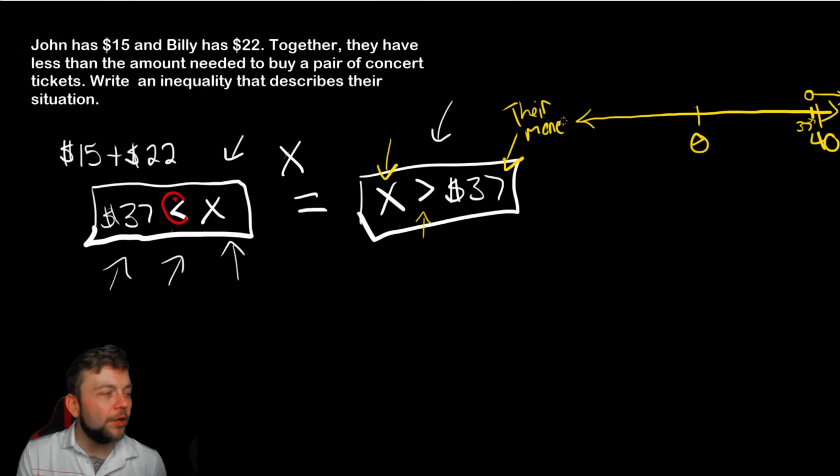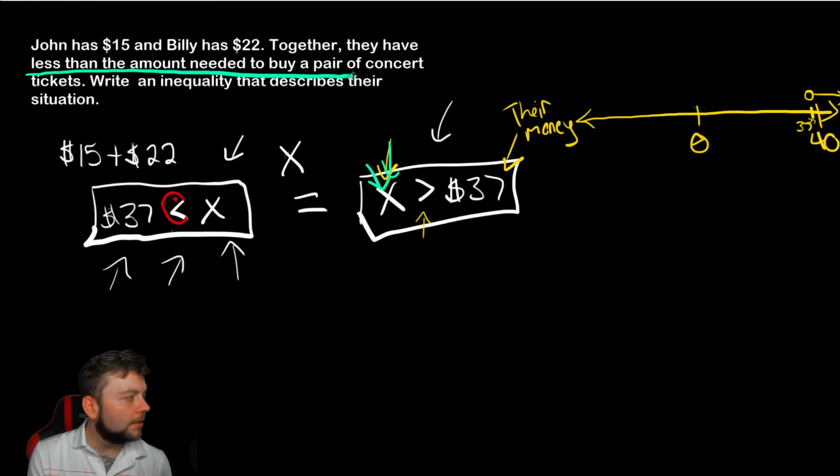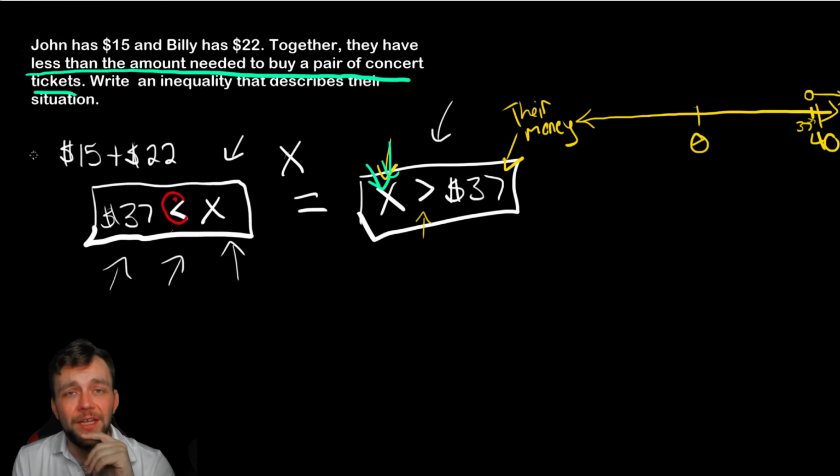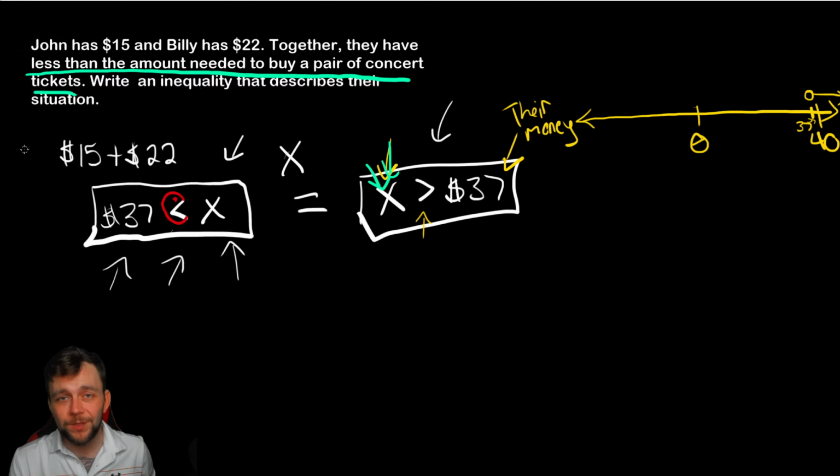Right? All we know is that they have less than the amount needed for the ticket, so this line right here, our X, is the graph. Do we know how much the ticket is? We do not know how much the ticket is. It costs somewhere above $37. That's the only thing we know. That's the only fact of this word problem that we know for certain.